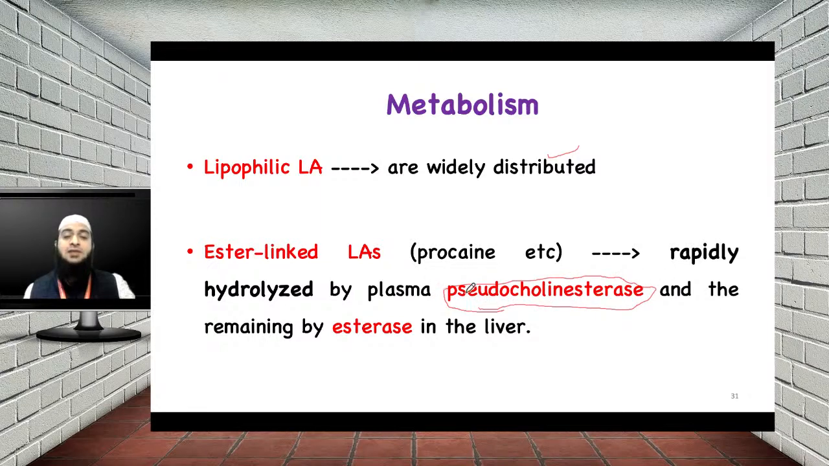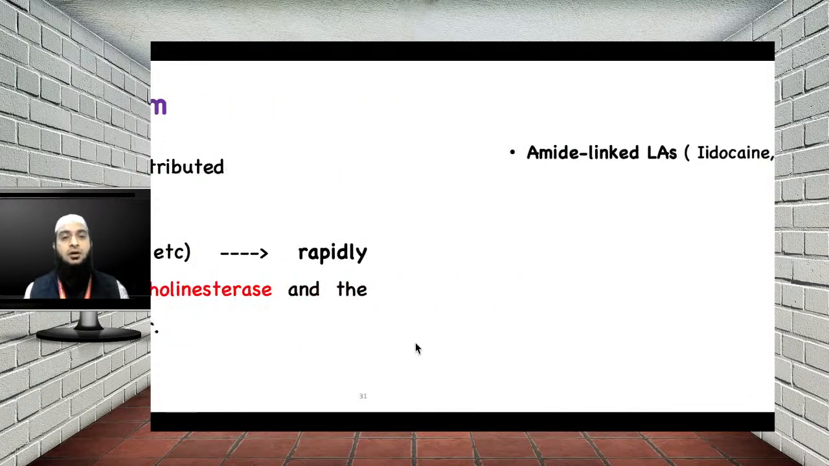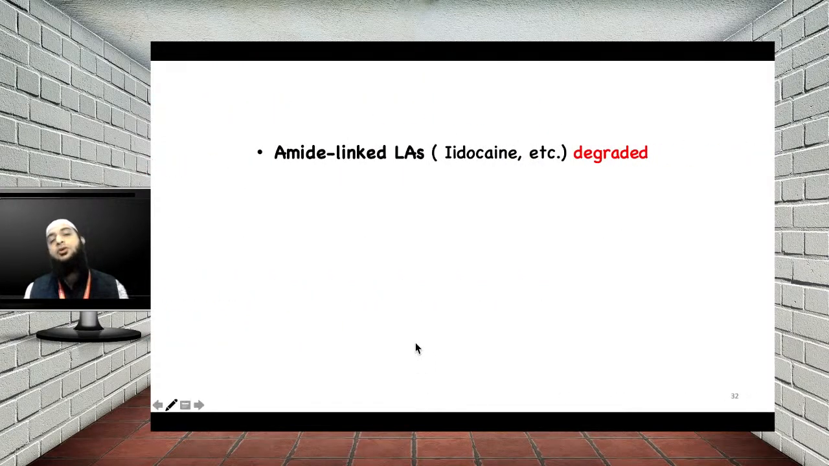So the enzyme present in the plasma is pseudocholinesterase, and the enzyme present in the liver is esterase. So it quickly undergoes the process of metabolism once it enters systemic circulation. Okay, so ester-linked local anesthetics undergo quick metabolism in the plasma through pseudocholinesterase and in the liver through the enzyme esterase. So this is the interesting part of the metabolism about the esters.